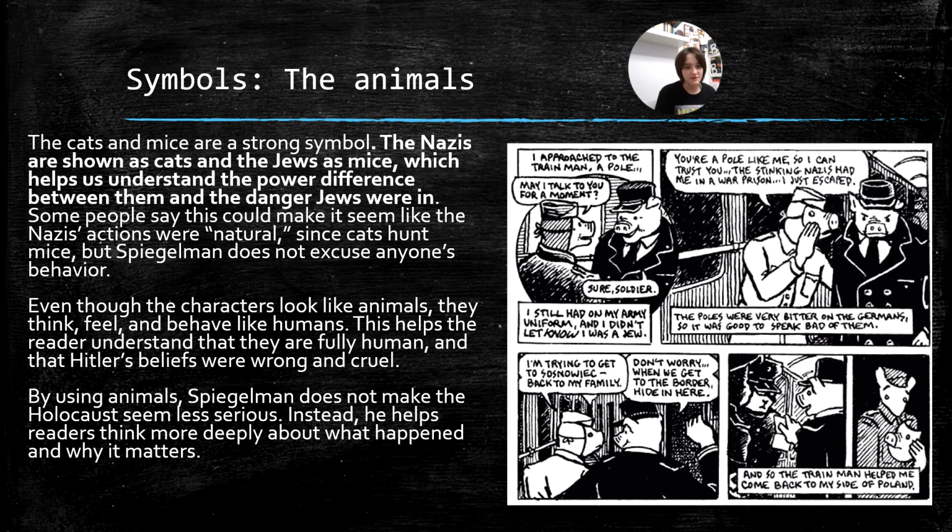Now, Spiegelman does not excuse anyone's behavior. Even though the characters look like animals, they think, feel, and behave like humans. This helps the reader understand that they are fully human, and that Hitler's beliefs were very wrong and very cruel. By using animals, Spiegelman doesn't make the Holocaust seem less serious. Instead, he helps readers think more deeply about what happened and why it really matters that much.